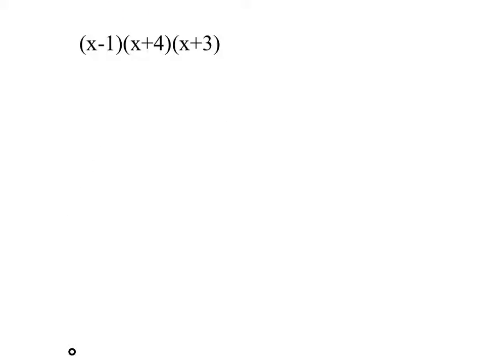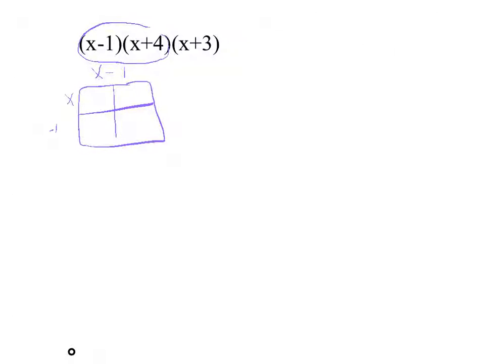Oh, this is a fun one. Now, here we have 3 things being multiplied, which we can't really do on paper because we're not 3-dimensional on paper. So what we're going to do is we're just going to first take the first 2 and multiply them out. So this is our normal stuff that we usually do. We have x minus 1 and x plus 4. We get x squared minus 1x plus 4x minus 4. So what we have is x squared plus 3x minus 4.